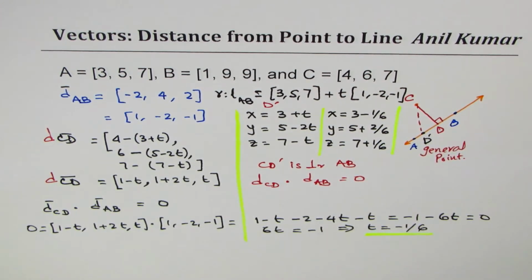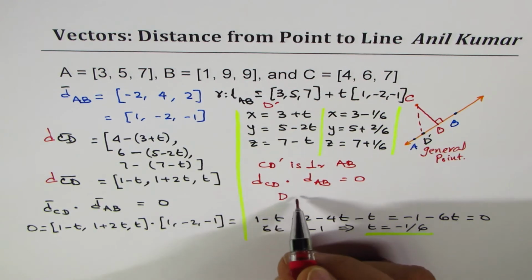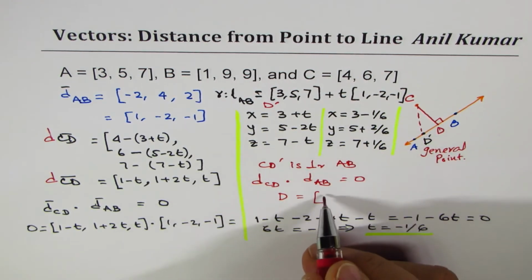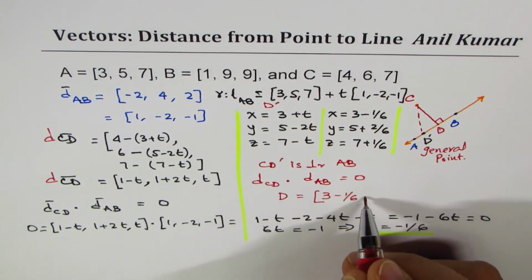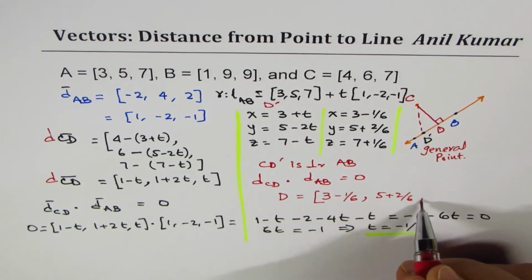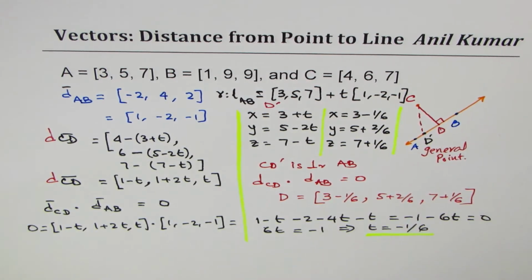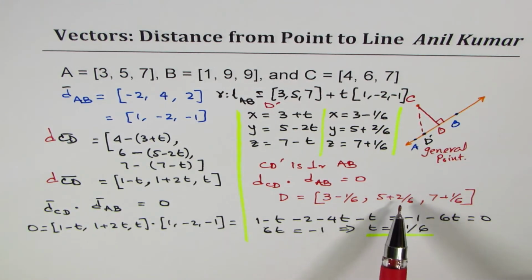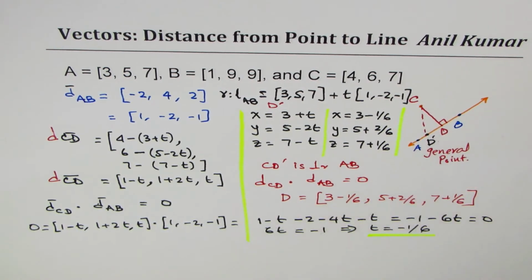Since t is equal to minus 1 over 6. Is it okay? So let me rewrite here the coordinates of point D, which we have found. So coordinates of D are, I'm not calculating this, we'll do it with a calculator later. Okay. 5 plus 2 over 6, and z is 7 plus 1 over 6. Is it okay? So these are the coordinates of point D for us. You can always simplify. And now in the next page, we'll find the shortest distance, that is the distance between C and D.